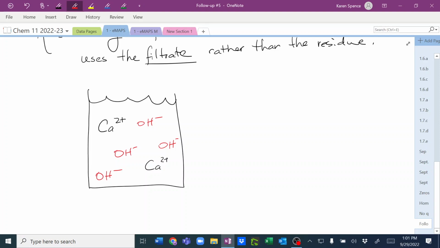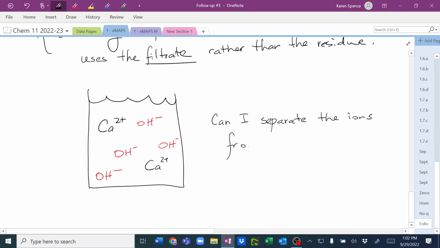Is there any way I could separate the ions from the water? It's like a really easy method. Ooh, who said that? Evaporation. The back row said it somewhere in there. Unless you heat it. So you're going to dry this out, okay?